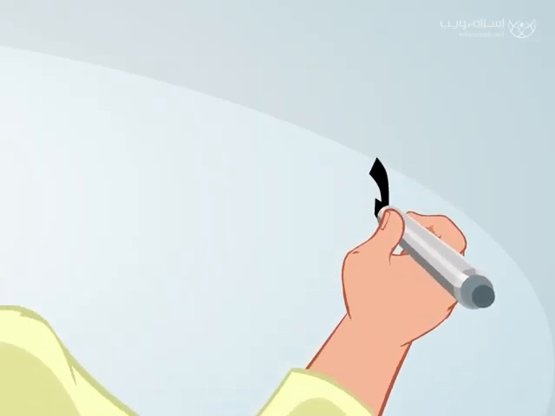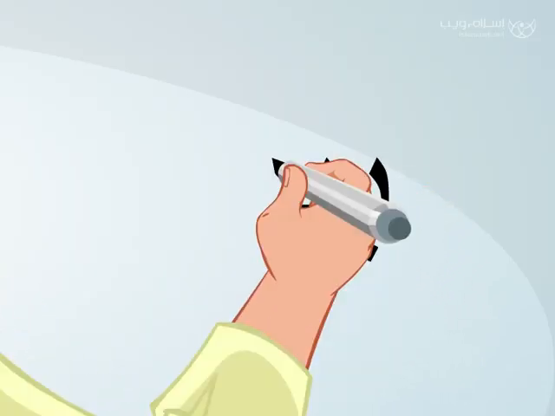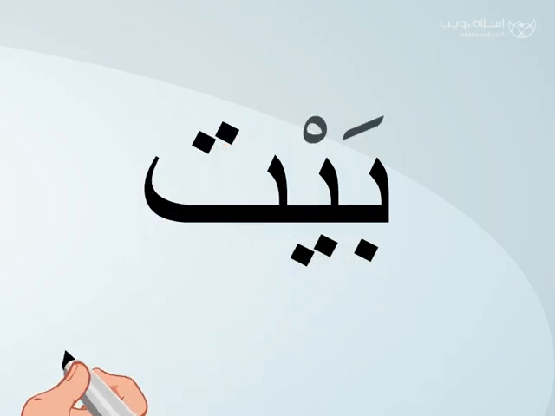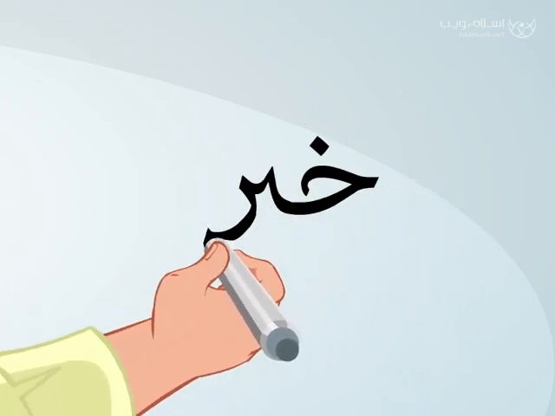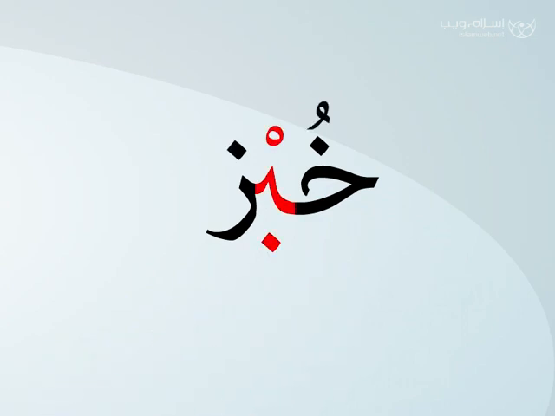This is how we write ba at the beginning of the word, like this example. Bayt, which means house. This is how we write ba at the middle of the word, like this example. Khubz, which means bread.